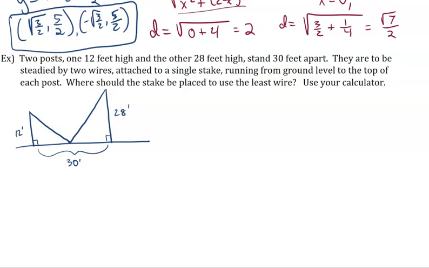So what we are trying to do is figure out where that stake should go, as far as distance from one post to the other, in order to use the least amount of wire. So we are trying to minimize the amount of wire. I'm going to use a capital W for the amount of wire. That amount of wire is going to be this wire plus this wire. I do see that those are both hypotenuses of right triangles.